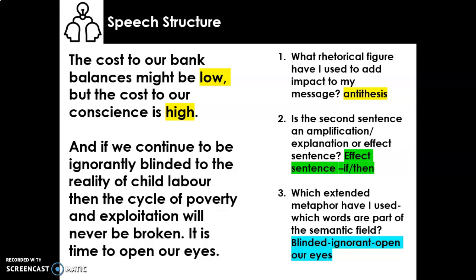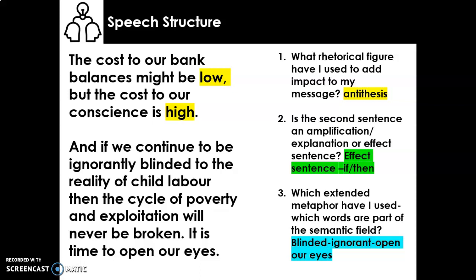Now, what it is not, it's not amplification and definition because I've not defined anything. It's not the explanation sentence because I've not used "which one". But if you see, I've got that if-then structure. If we continue to be ignorantly blinded, then the cycle of poverty will never be broken. So it's an effect sentence. Okay, brilliant. Now, which extended metaphor have I used?